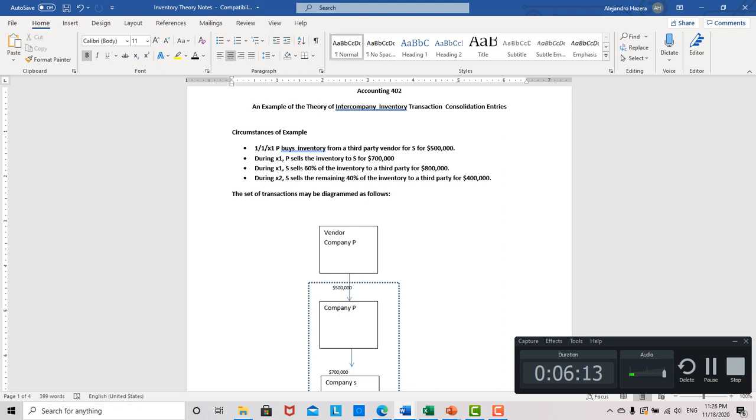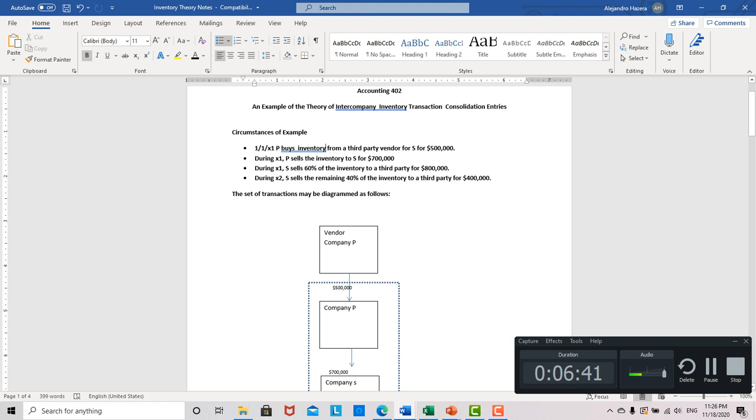What I'm going to do is explain from a logical perspective how we derive these entries. It's kind of like a mathematical proof. Why do we need them, and what impact do they have? How do they correct what might be an incorrect consolidation? Okay, so it's a four-part example here.